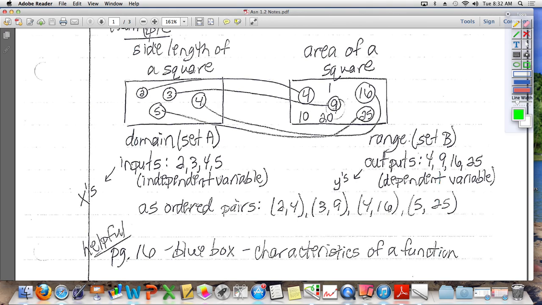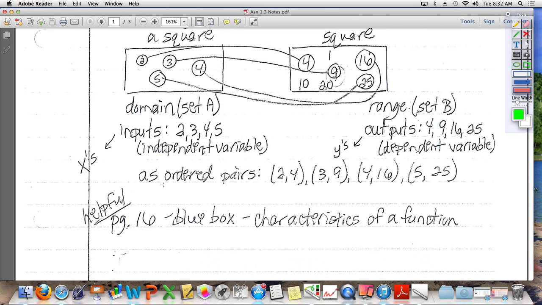Remember, the domain are our input values, also called our x's, and the range is our outputs, also called our y's. And we can write things as ordered pairs. Notice in this case right here, the ordered pairs are (2, 4), (3, 9), (4, 16), and (5, 25).